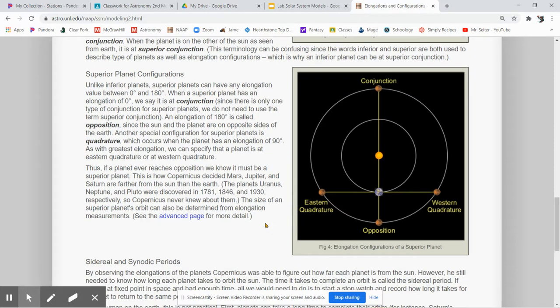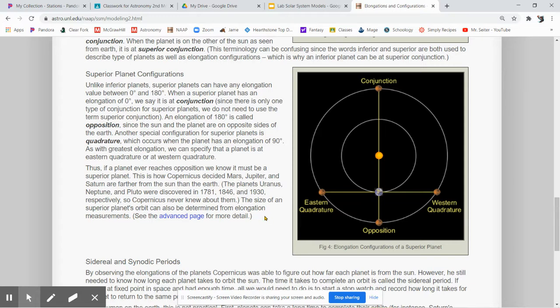Thus, if a planet never reaches opposition, we know it must be a superior planet. This is how Copernicus decided Mars, Jupiter, and Saturn are farther from the sun than the Earth. The planets Uranus, Neptune, and Pluto were discovered in 1781, 1846, and 1930, respectively, so Copernicus never knew about them.